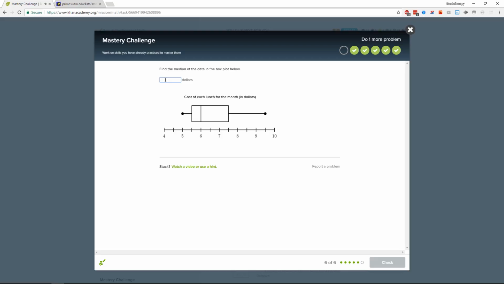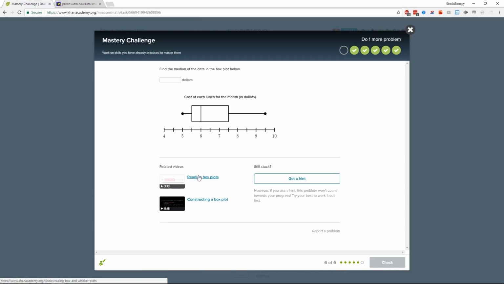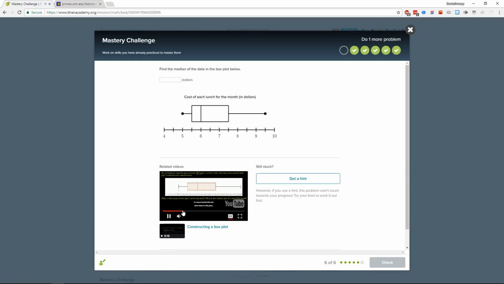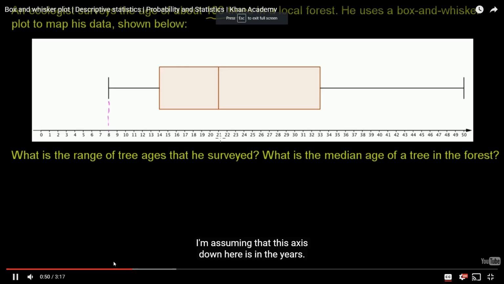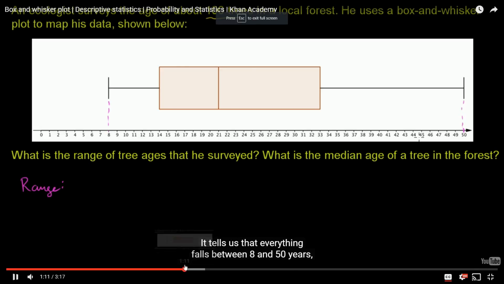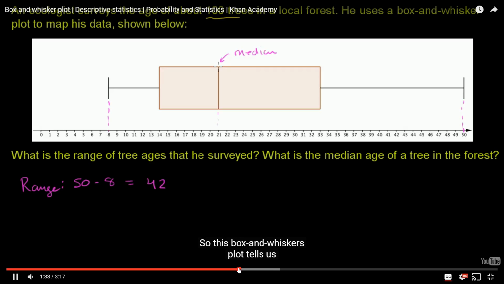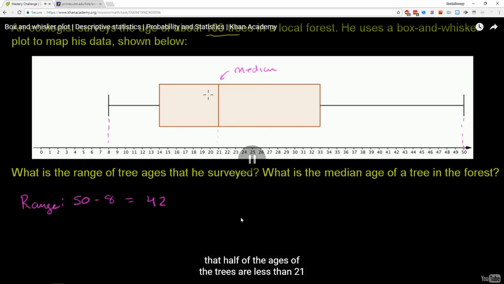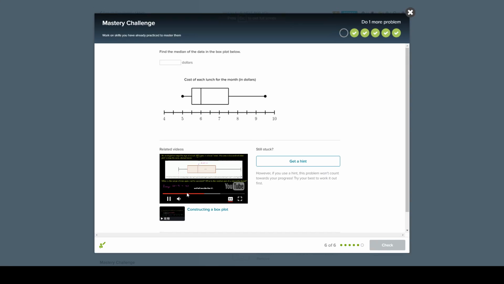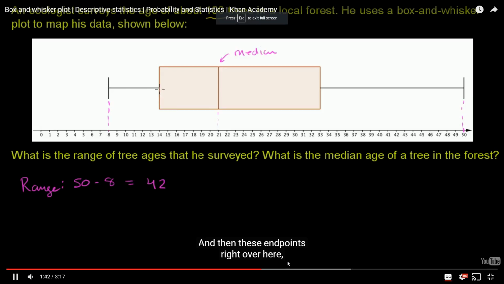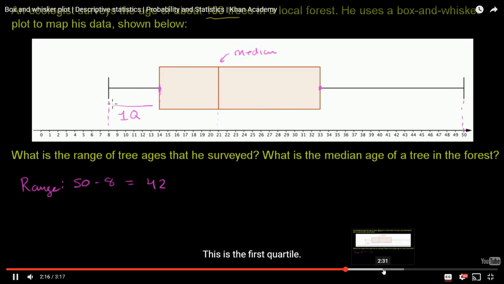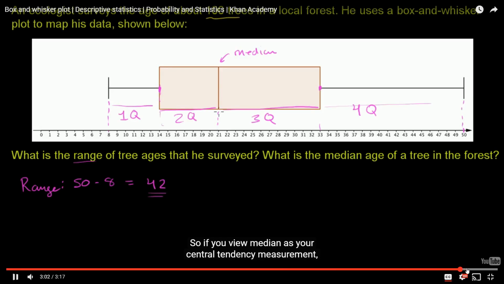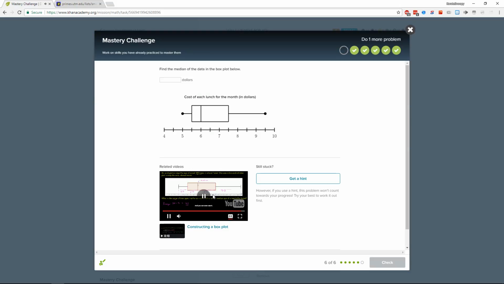Find the median. I forget. Is that the center line, the median, or is it the mean? The data is in years. The box and whiskers plot tells us that half of the ages of the trees are less than 21 and half are older. Yeah, that's the median. This is the first quartile. The answer is 21 years. And you can even see. Okay. That's 6.